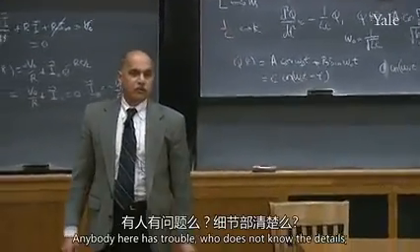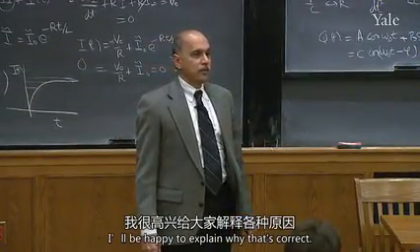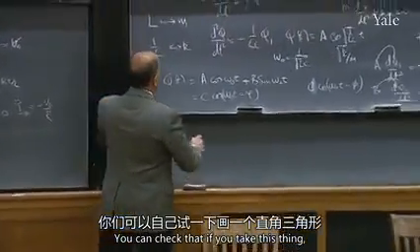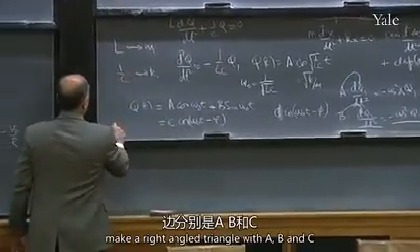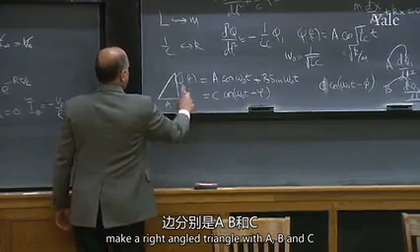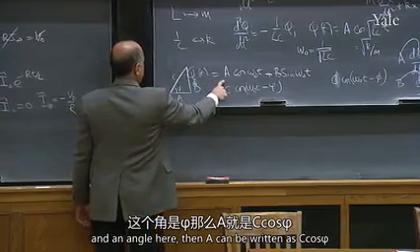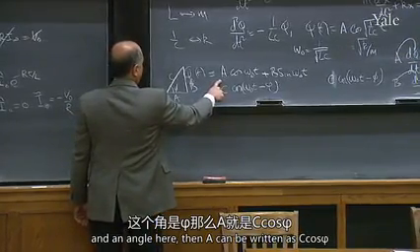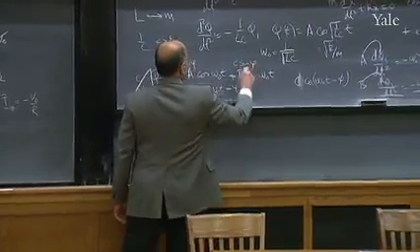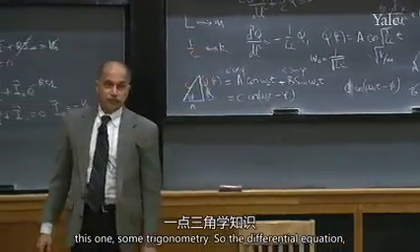Anybody here has trouble who does not know the details? I'll be happy to explain why that's correct. If you don't know, you should tell me now. You can check that if you take this thing, make a right angle triangle with A, B, and C, and an angle phi here, then A can be written as C cosine phi, and B can be written as C sine phi. And that just happens to be cosine omega t minus phi, just from some trigonometry.